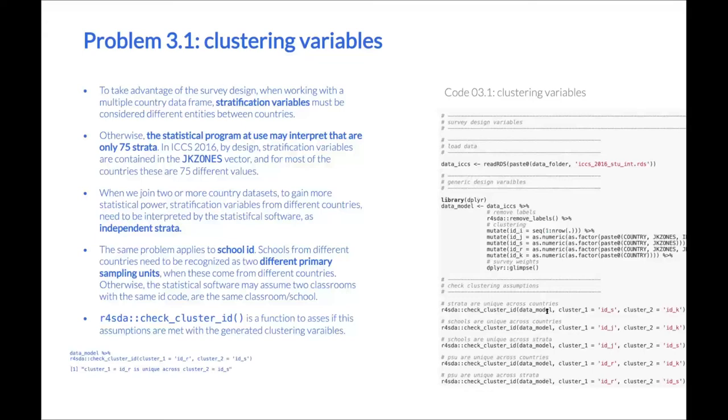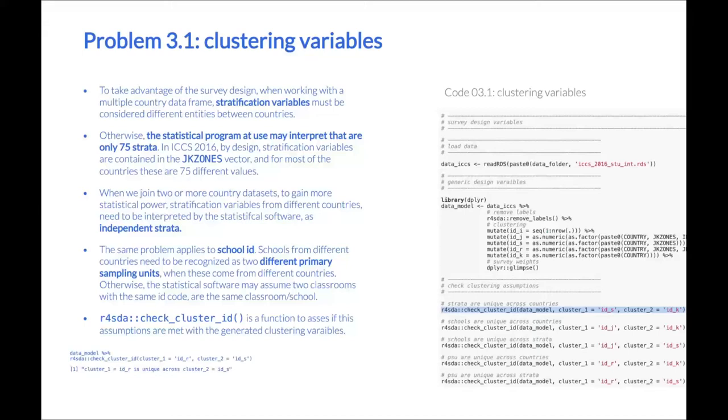One way to do that is to generate a specific cluster ID that we can defend, or that we can show is different across all the countries. So the following lines that are here are checking those assumptions. This line is checking that the stratification variables that we created, which should be unique across countries, are actually unique across countries. If we fail to create a stratification variable that satisfies this assumption, then when we're fitting models using the survey design, the result that we're going to get might be a little bit distorted.